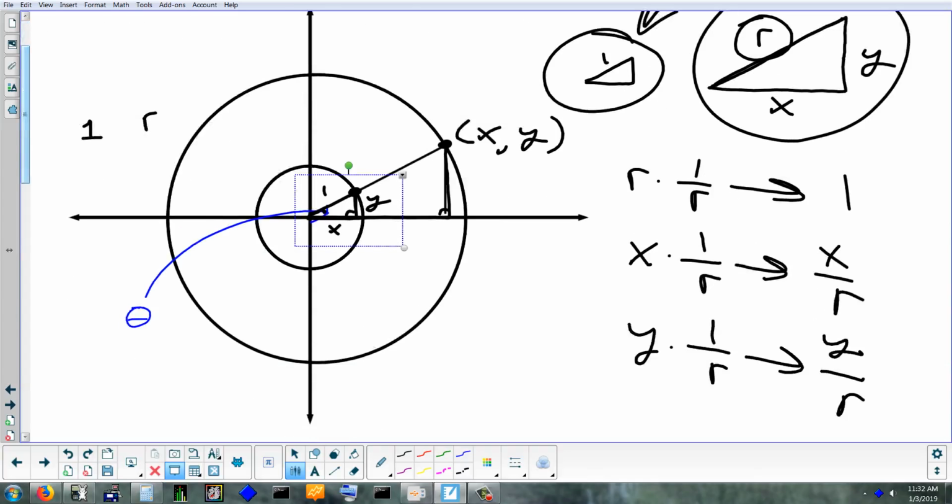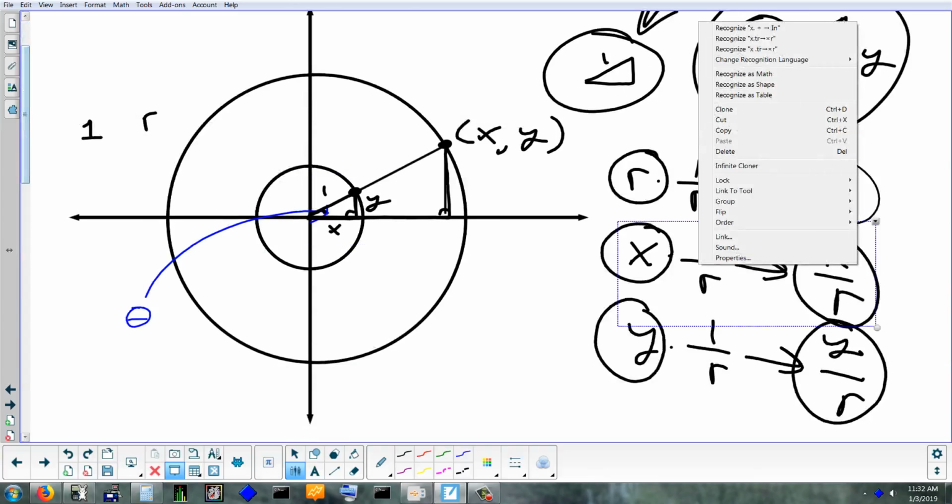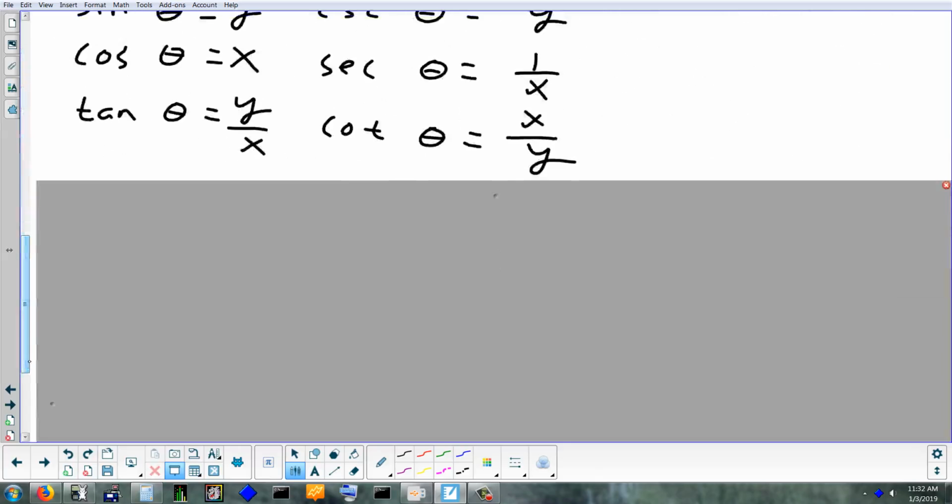So the important thing here is r turns into 1, x turns into x over r, y turns into y over r. So all you have to do in these formulas is everywhere you had an x, you're going to scale it by 1 over r and make it x over r. Everywhere you had a y is scaled by 1 over r, and it becomes y over r. So I'm going to write those out.